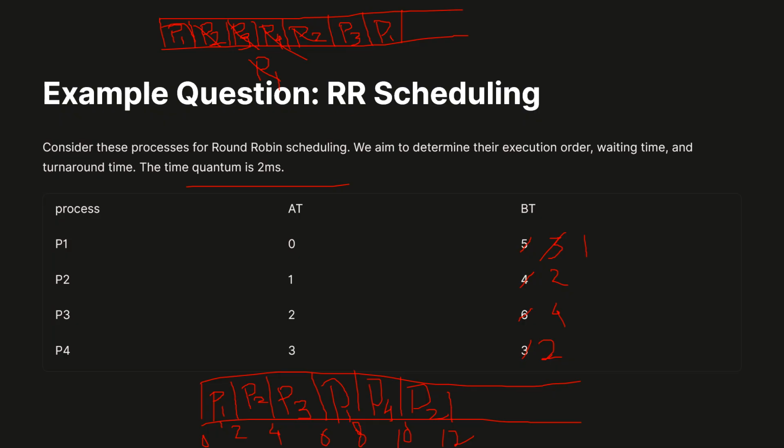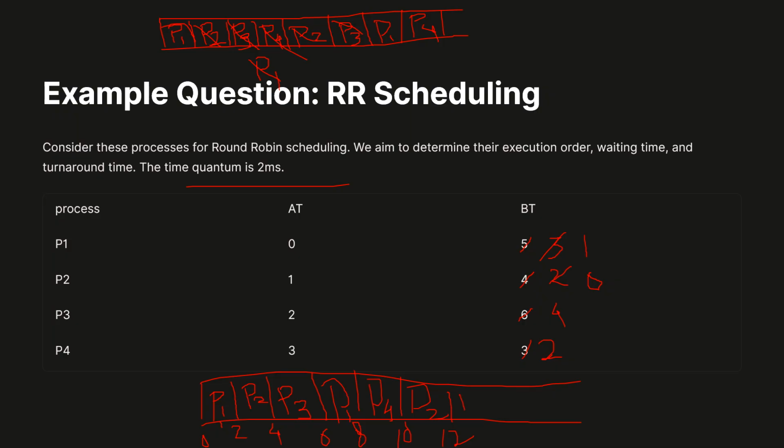And P2 is completely executed. We can see here its burst time is 0 remaining, which means it's executed, and now it will be out of the execution process. So now P3 is remaining, and we again forgot to write P4 here, so P4 is waiting here. Now after P2, P3 will be executed.